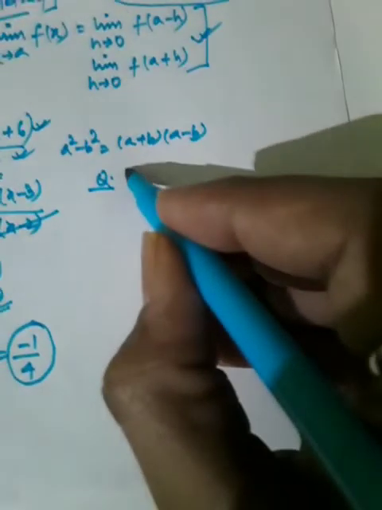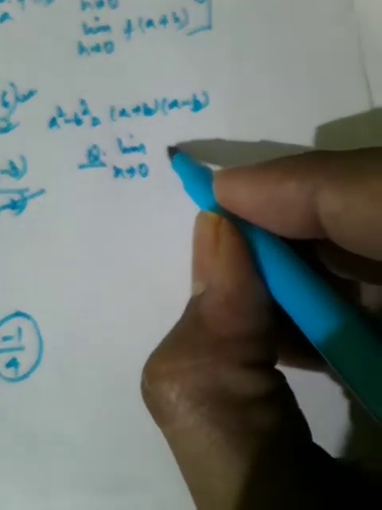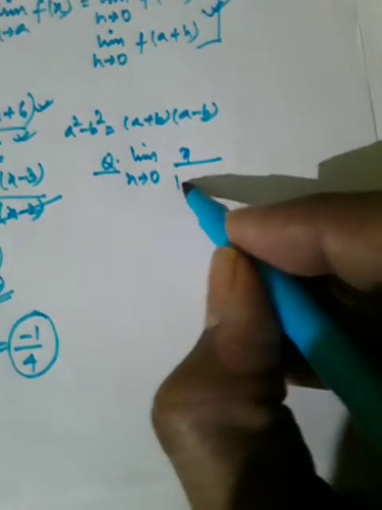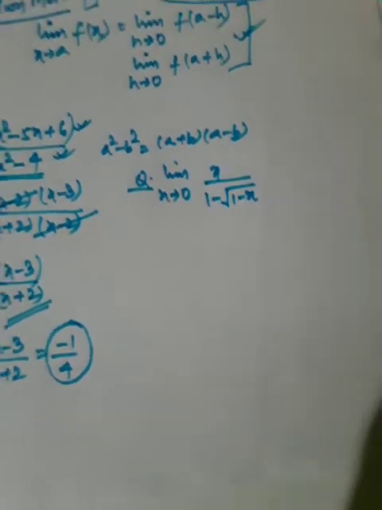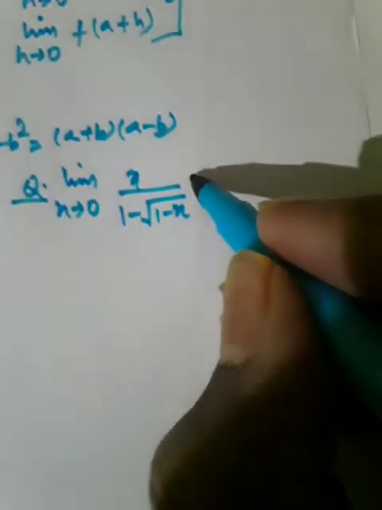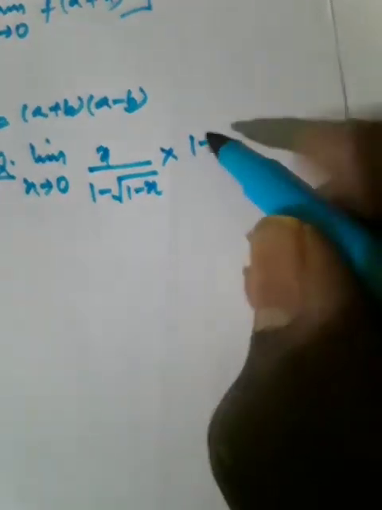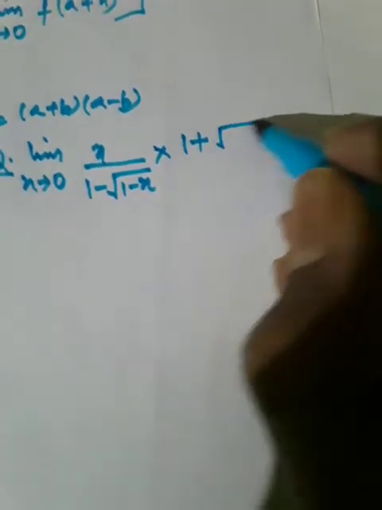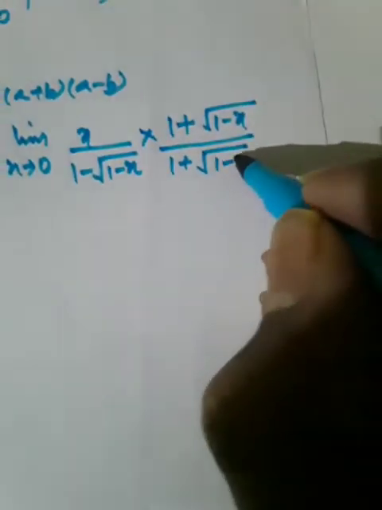if the given question is limit x tends to 0 of x by (1 minus under root 1 minus x). So we can see that in this question a square root is there. To make it simpler, we rationalize it. We multiply it with the opposite sign. So it is 1 minus under root 1 minus x, so we multiply by 1 plus under root 1 minus x in numerator and denominator.